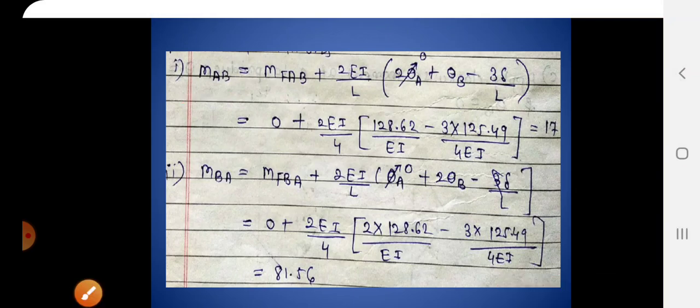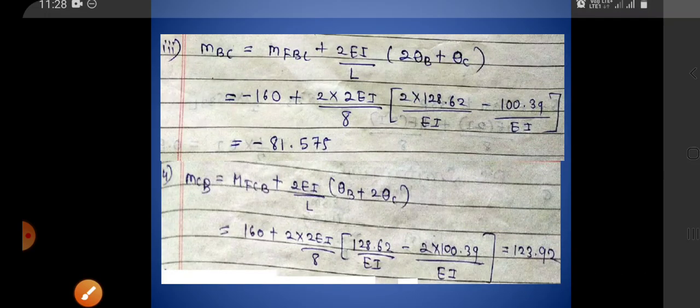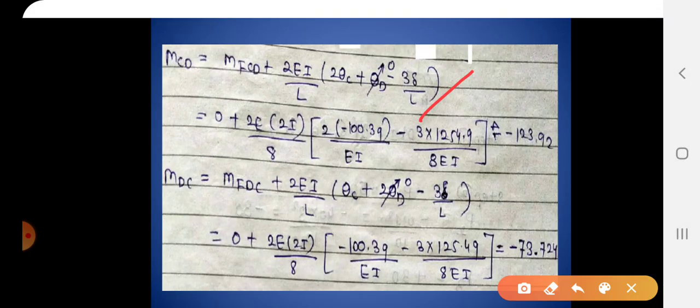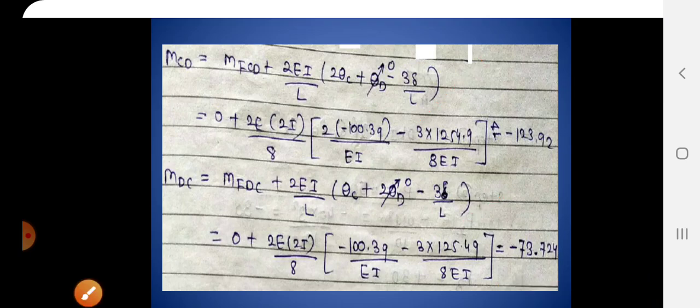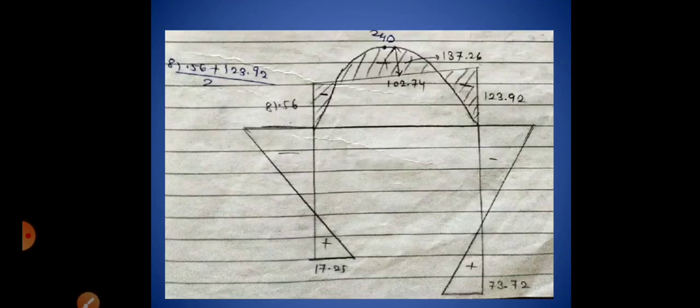Okay, therefore you have found out MAB and MBA, and then BC and CB. Here we need not, this is beam portion, therefore need not consider sway moment. Then go to MCD and MDC, consider sway moment and find out the final moment values. Then plot these values on your FBD, and subsequently you can draw the free body bending moment diagram.